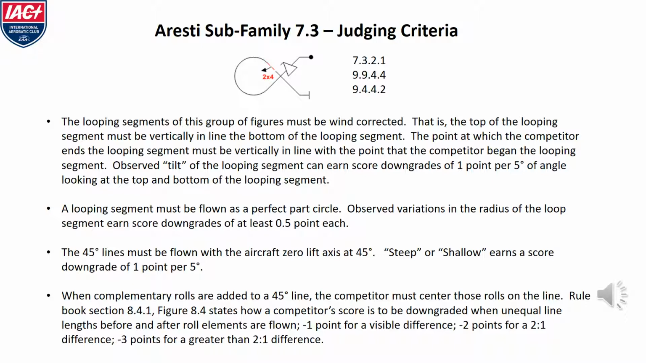The 45 lines must be flown with the aircraft's zero lift axis at 45 degrees. If a steep or shallow observation is made, that's a score downgrade. And when complementary rolls are added, the competitor must center those rolls on the line.